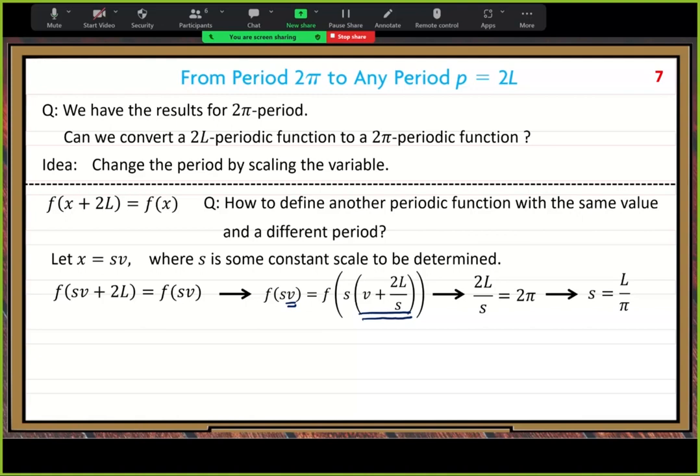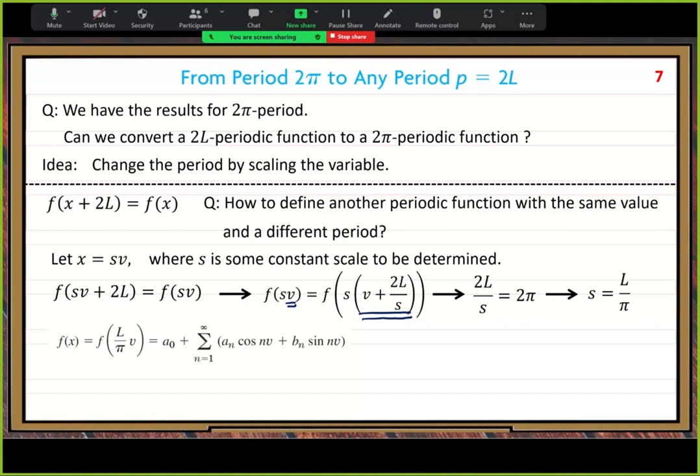s equals L over pi. s equals L over pi, okay? So we determine that appropriate scale number s. Let's plug back into the original function f of x. This time we replace x by L over pi times v, because this v version has a 2 pi period. The period is 2 pi, okay?